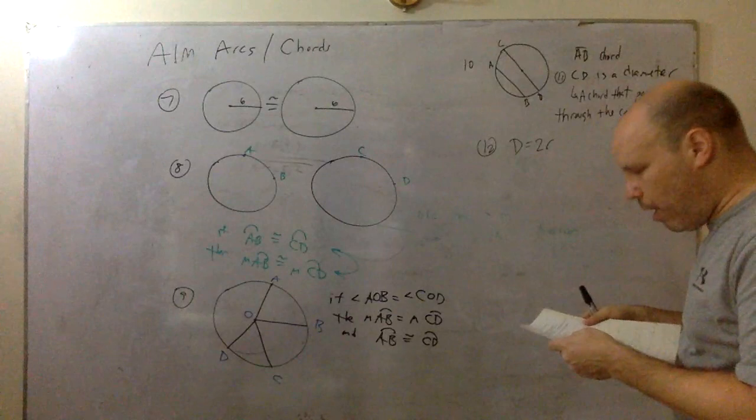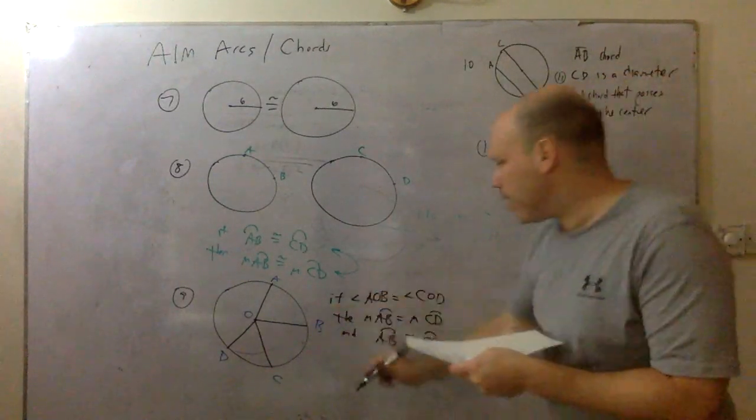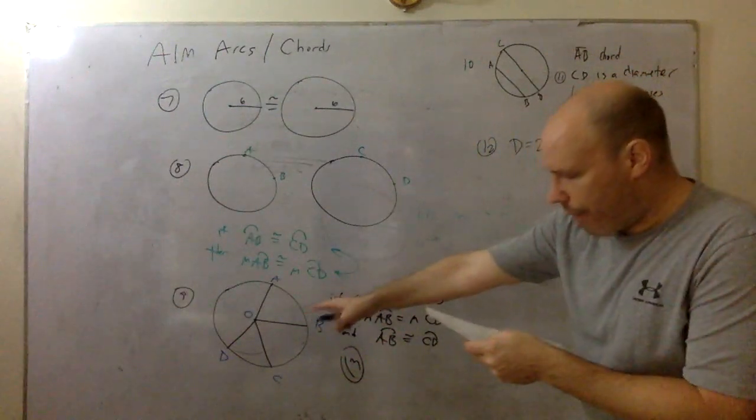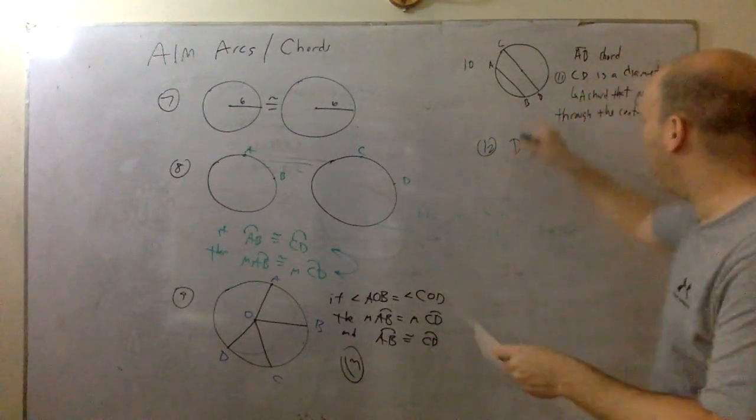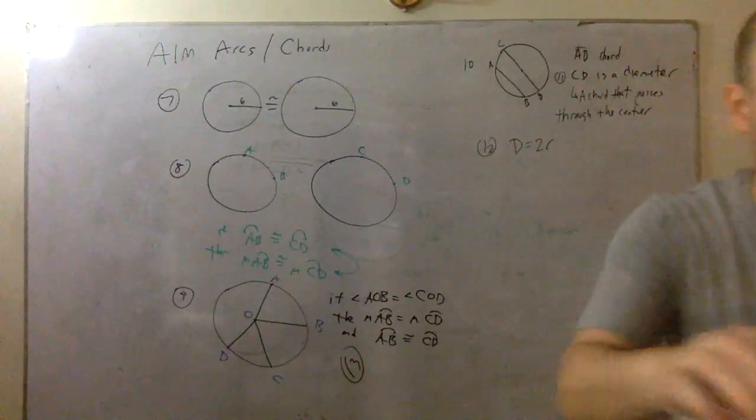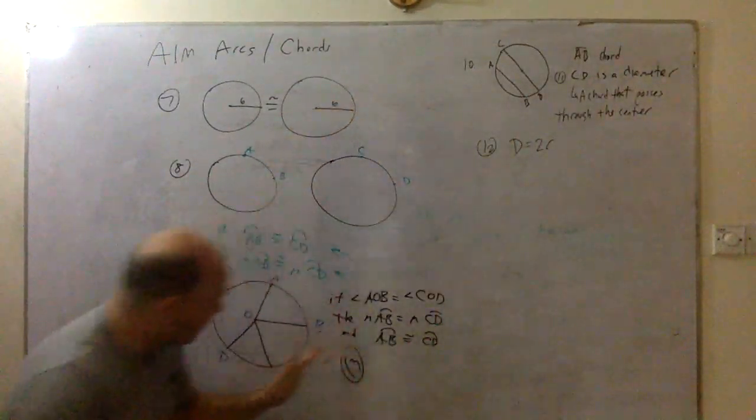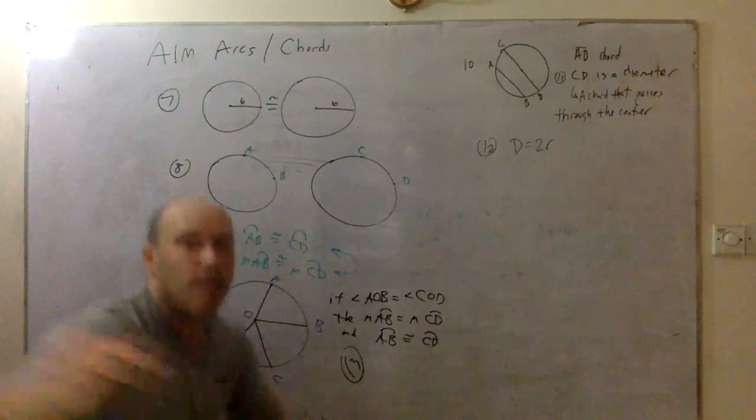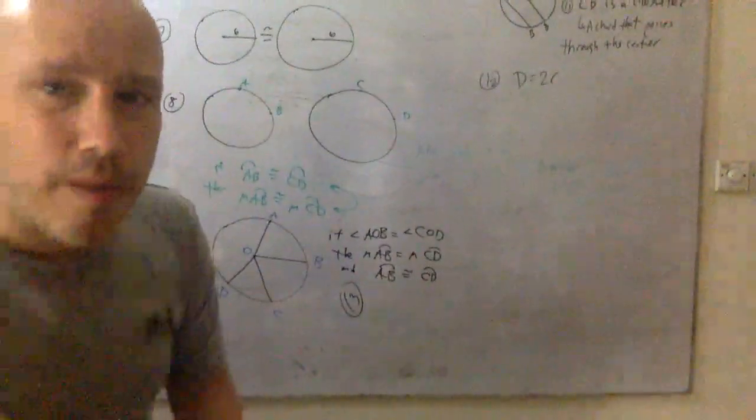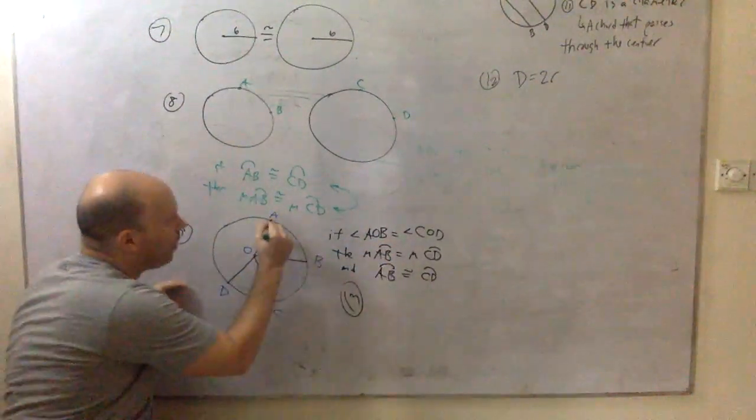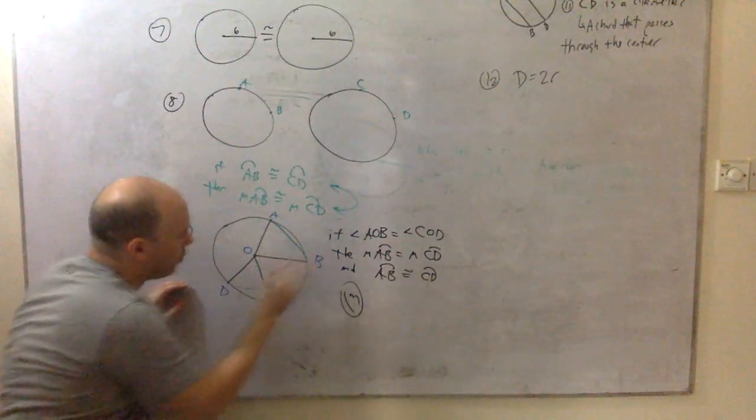Number 13. Congruent central angles have congruent arcs and congruent chords. Let's take it to the next step. What am I saying with number 13? If all these angles and arcs are the same, then actually the chords are the same.